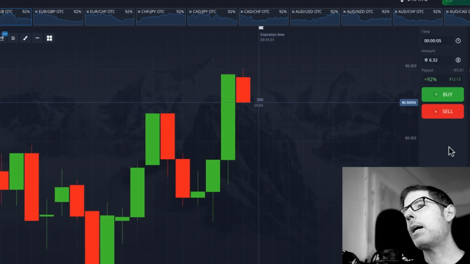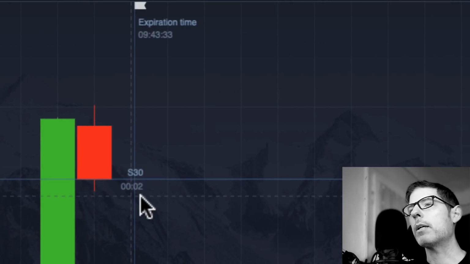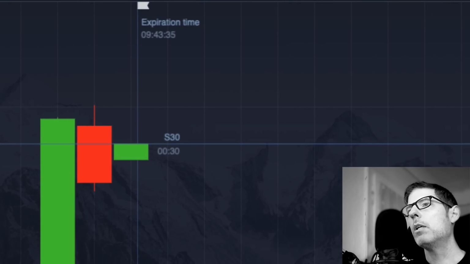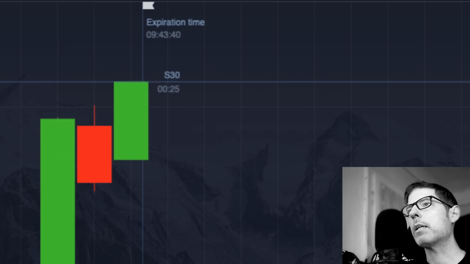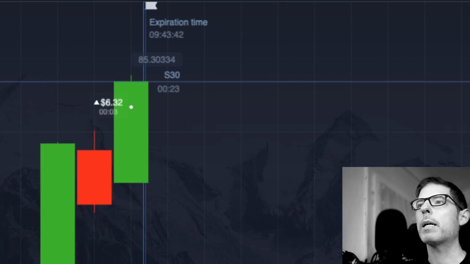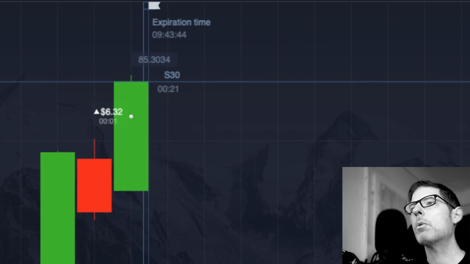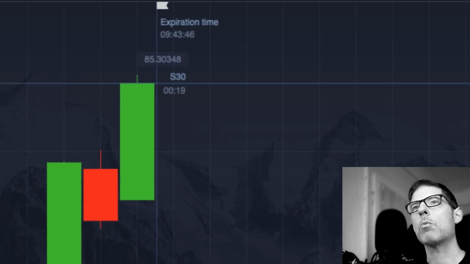So we've got about 4 more seconds to go on this candle. Let's see what the new candle gives us. 30, 29, 28, 27, 26, 25. I'm going to go ahead and enter. We got a nice push up. We got about 2 more seconds to go, and that is a win.